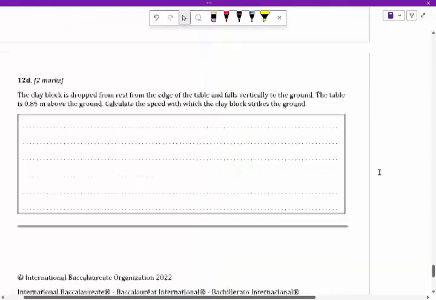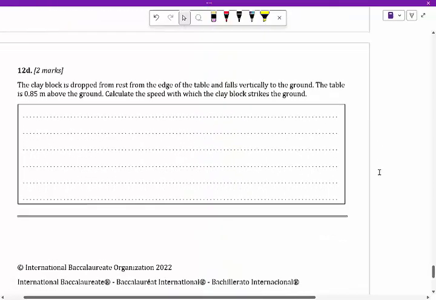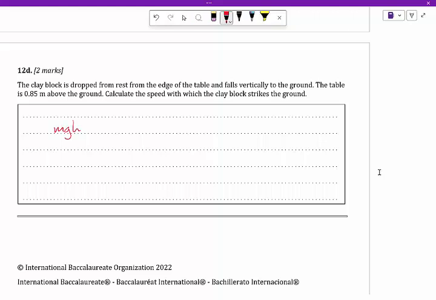Oh no, there's one more part here. The clay block is dropped from rest from the edge of the table and falls vertically to the ground. The table is 0.85 meters above the ground. Calculate the speed with which the clay block strikes the ground. Okay, so for this one, we know that we can just use energy conservation. So we say mgh is equal to 1/2 mv squared.